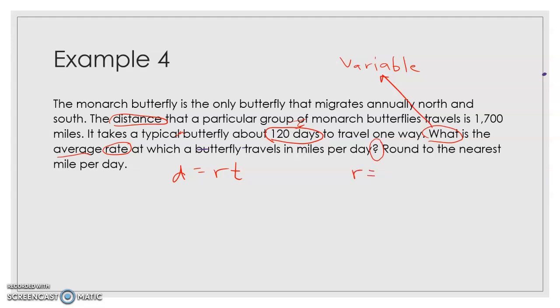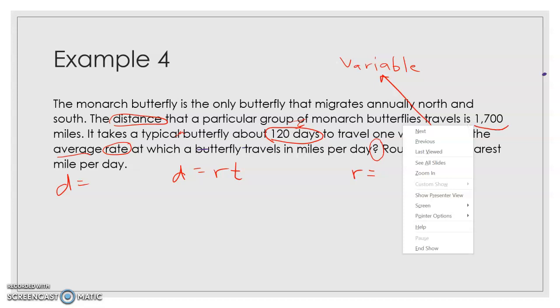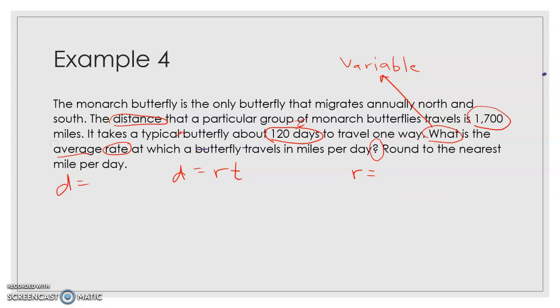Okay? So let's go ahead and kind of write down what we do have. Take an inventory. I have a distance. My distance that the monarch butterfly travels, who cares about all these other words? I just want what's important, is 1,700. Make sure you keep your units consistent here. Miles. Okay? I'm going to write that. 1,700 miles. My rate, I don't know what it is, but it does give me a time of 120 days.